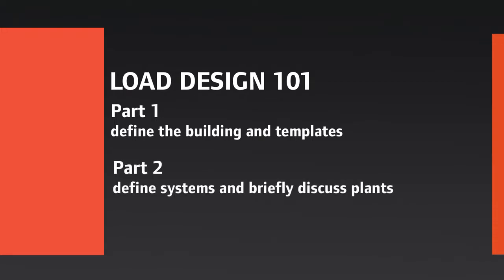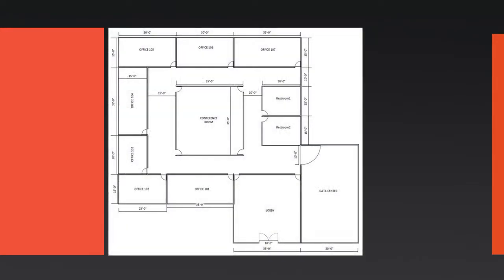Then, in Part 2, we will move on to define systems and briefly discuss plants. We will follow an example throughout this video, putting to practice what we learn. To follow along with the example, please visit our CDS website and save the 2 documents that will be used throughout this video. The background information for the example is listed in the document Load Design 101 Exercise Information. The Load Design 101 floor plan image will be imported and used to draw the building for the example. Please save this image in an easy-to-find folder.